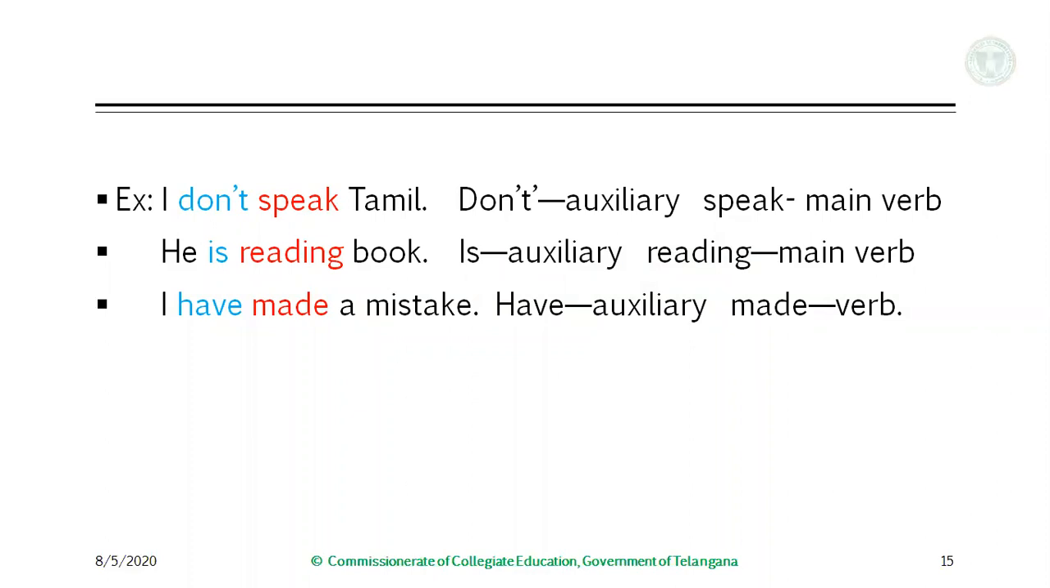He is reading a book. Here reading is the main verb and is the auxiliary. And in the same way, I have made a mistake. Made is the main verb, have is the auxiliary. So sometimes we can find main verbs as well as auxiliaries in the sentences. Auxiliary means the verb that supports the main verb. The verb that supports the main verb is called an auxiliary or helping verb.